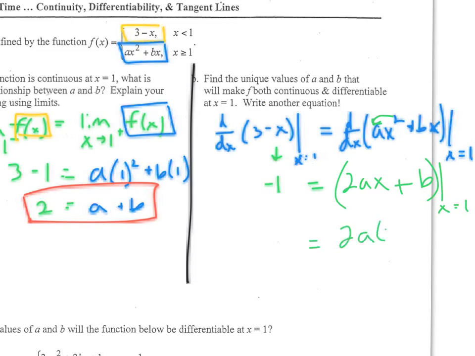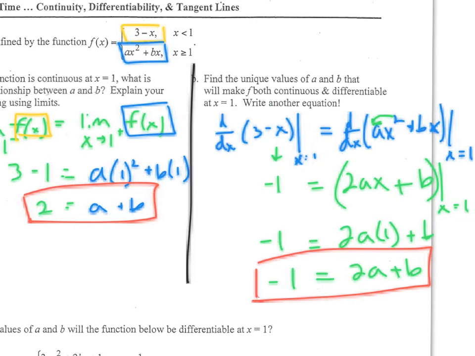So 2 times a times 1 plus b has to equal -1, which gives me -1 equals 2a plus b, if I'm just going to simplify that. So I now have two equations, and they both have an a and b in it. So now I'm just thinking back to algebra skills I have. How can I solve for two unknowns at the same time? Well, as long as I have two equations, I can solve a system of equations. So that's what I'm going to do.